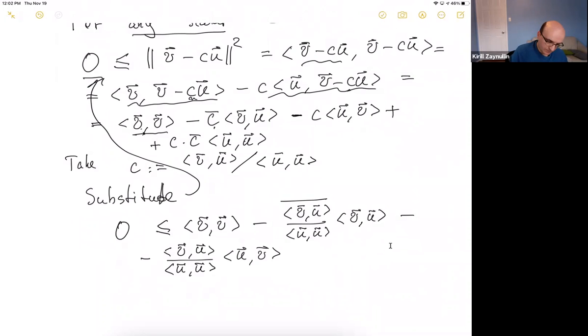And then finally, what do I have here? Plus c times c bar. What's that? It's just the square of the absolute value of c. So basically here we write v comma u over u comma u, squared in absolute value, times u comma u.